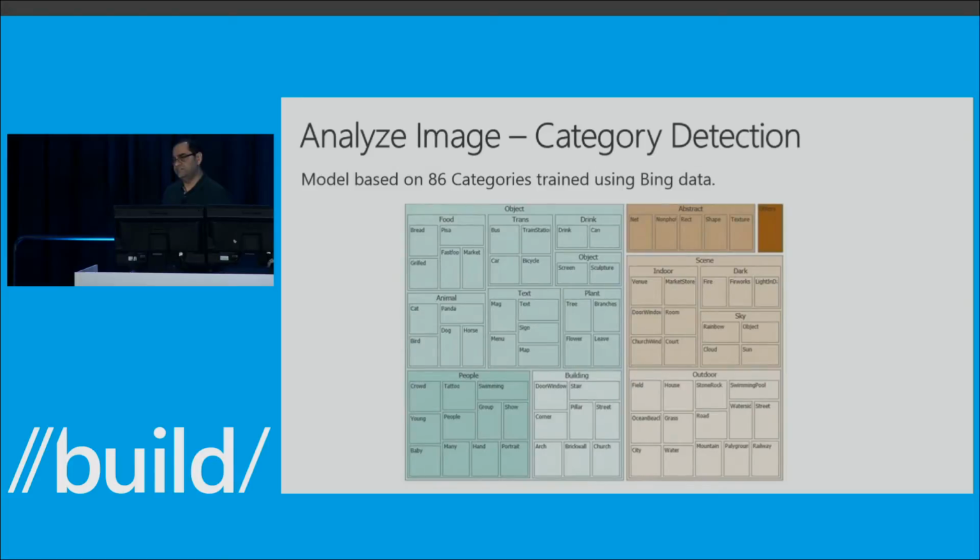In general, what we have done is we have trained our models using Bing data on 86 categories. These are typical categories photographers are interested in when categorizing their photographs. For example, for object, we subcategorize it into food and transportation and drink and animals, and within animals, cats and birds and dogs. And for outdoor, another top-level category, we have categories like field and ocean, city, house, and these are all very useful categories.